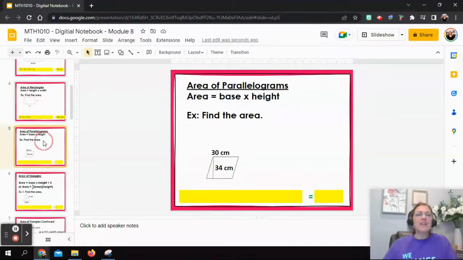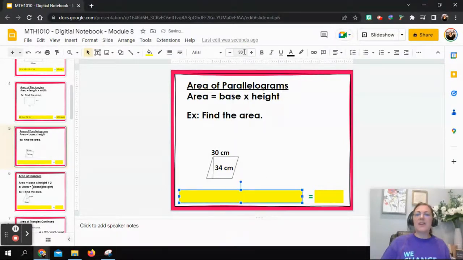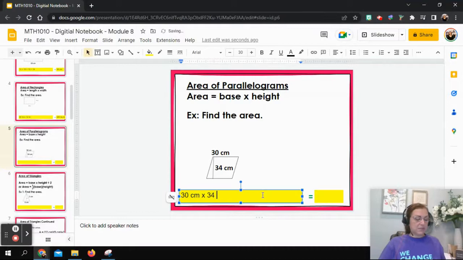Okay, let's jump to slide number 5. We're looking at the area of a parallelogram. This one may or may not be new to you. It's pretty simple though. We still multiply the base times the height. Looking at this parallelogram, I want you to see that the base is actually on the top. But in a parallelogram, here's a little side note, the top and the bottom are the same. Opposite sides are congruent, we say, in a parallelogram. So for this parallelogram, I'm just going to multiply the 30 centimeters times the 34 centimeters.